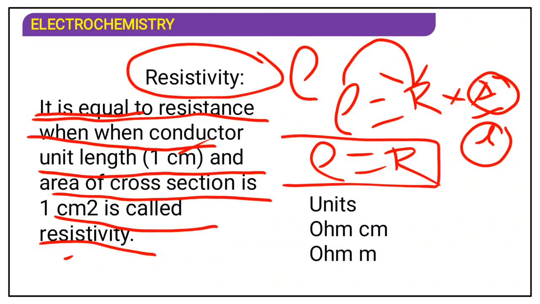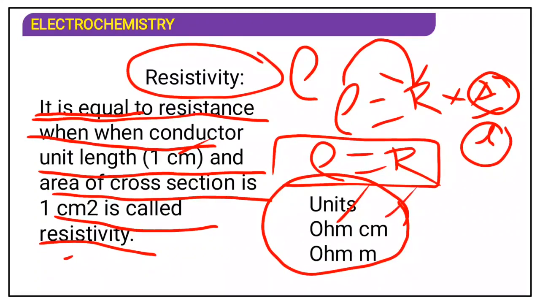Then resistivity becomes the resistance. And very important, the units of resistivity are ohm centimeter or ohm meter. Any of the two units you can use. These are the resistivity, conductivity, conductance and resistance with their formulas.